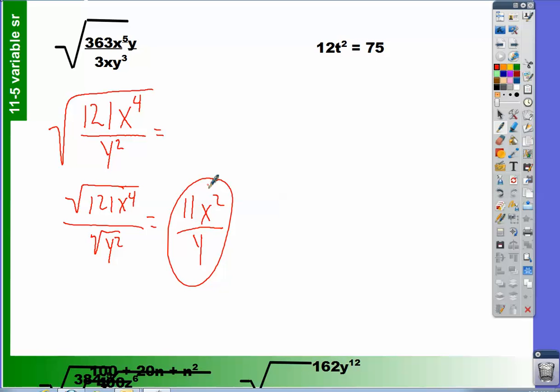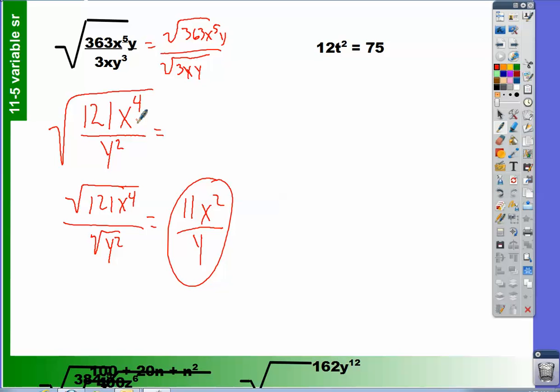Now, another option you could have done is you could have broken this apart immediately and then reduced, or sorry, you could have found the simplest radical form and then reduced, but that takes longer, really, and it's more complicated. So it's much better to reduce first if possible.